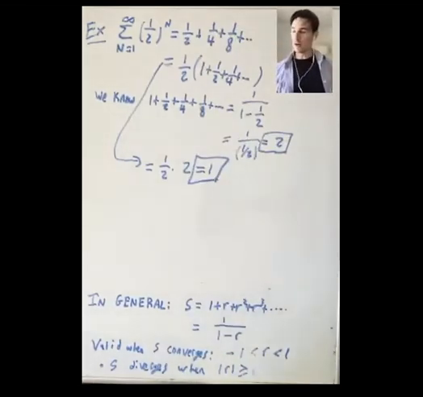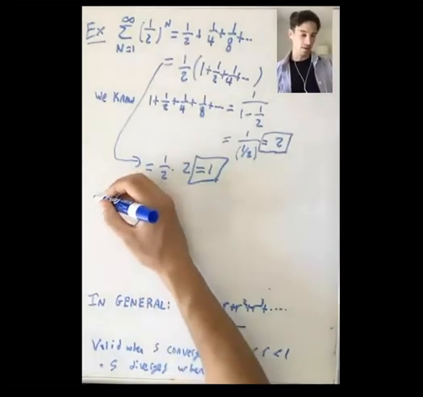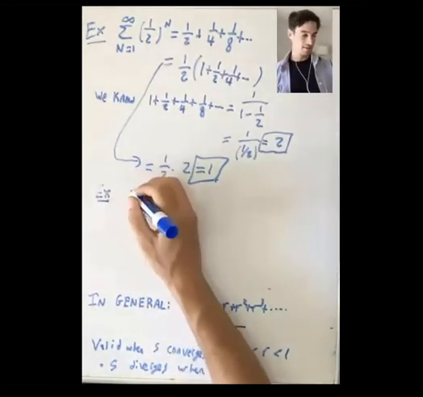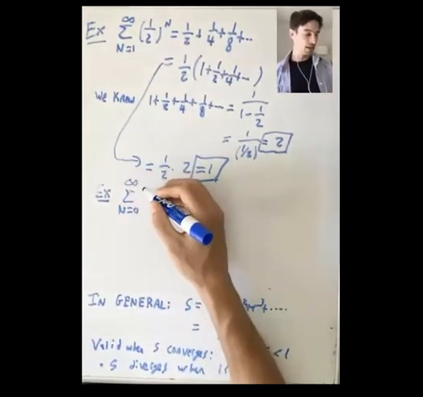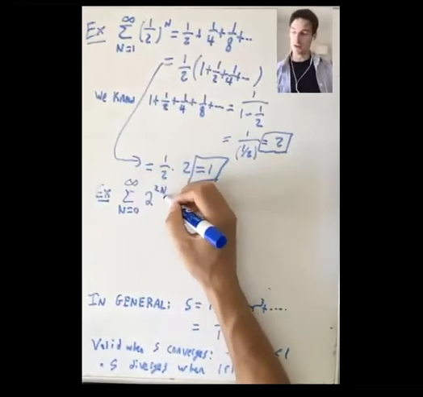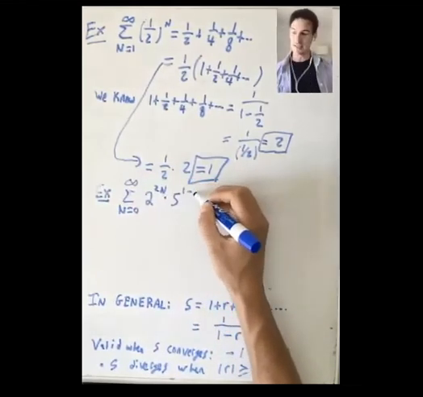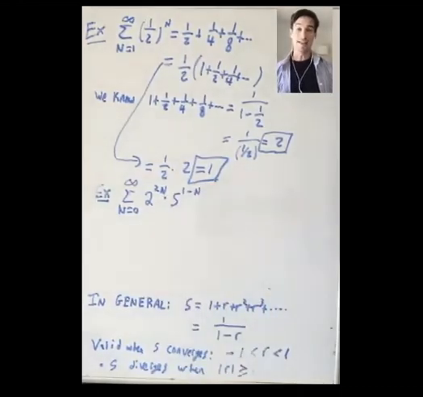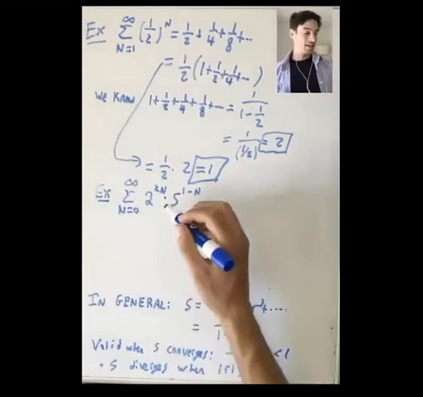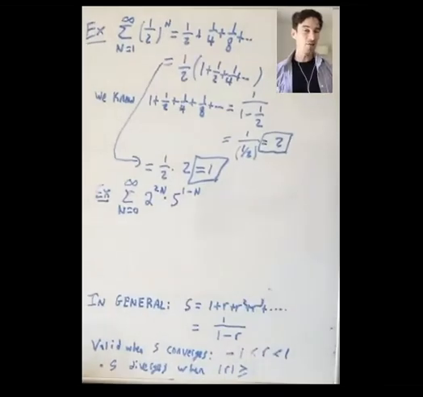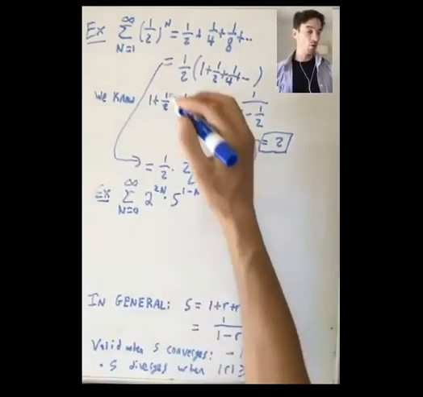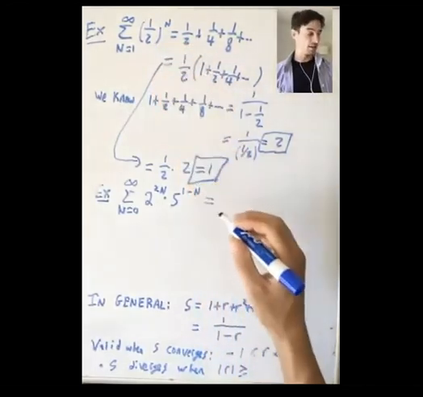So let me do one more example, and that'll be the end of this video. Let's look at the sum where n goes from now 0 to infinity of 2 to the 2n power times 5 to the 1 minus n power. And the idea here is this doesn't look quite like something to the n power, at least not at first. So you have to first do a little bit of algebra in order to rewrite this in a way that makes it look more like this initial geometric series.